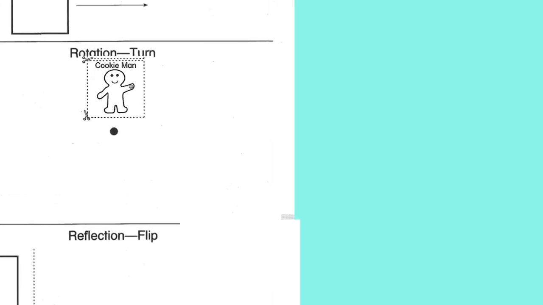Okay? Now we're going to go down to the rotation term. Might make this a little bit bigger. There we go. So we take the Cookie Man and he rotates or turns this way. His feet stay facing the dot, but he has turned that way, okay?